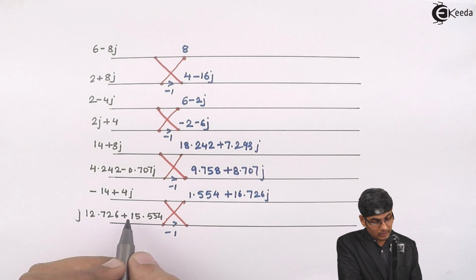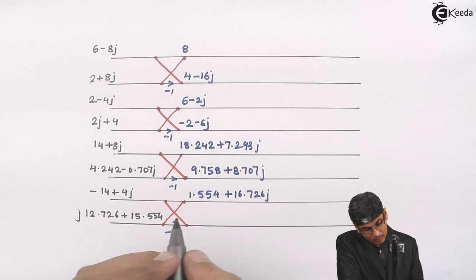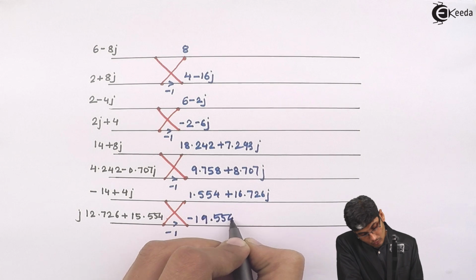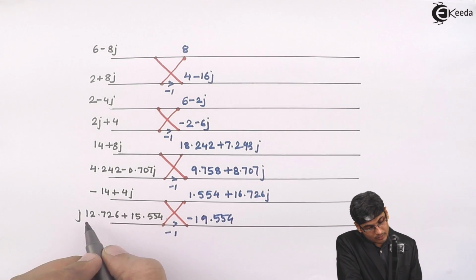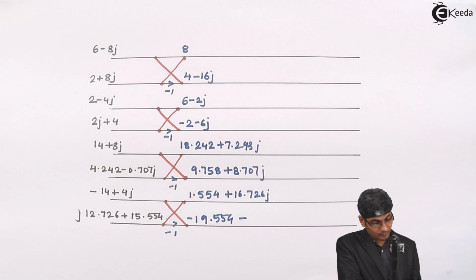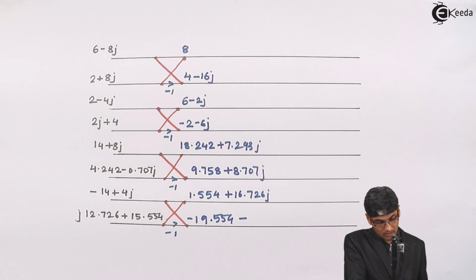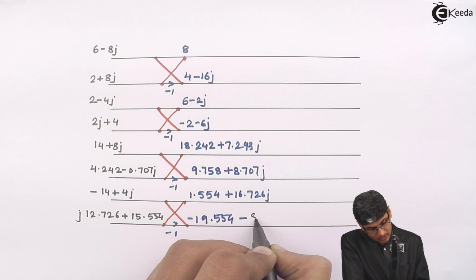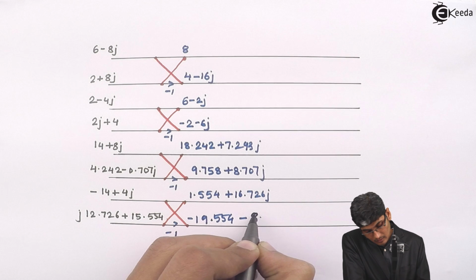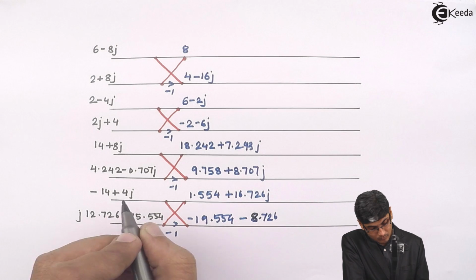Okay, for the next pair, this is going to come down and this will be negated. So this will be minus and this will also be minus. So this minus and minus is going to get added together. So I am going to get minus 19.554 for this, and then this will also be minus because 12 will have a minus sign. It will be now the final subtraction between the two values is 8.726j.